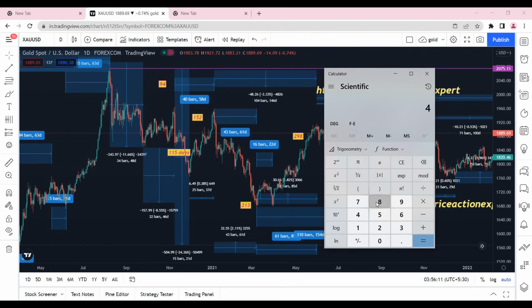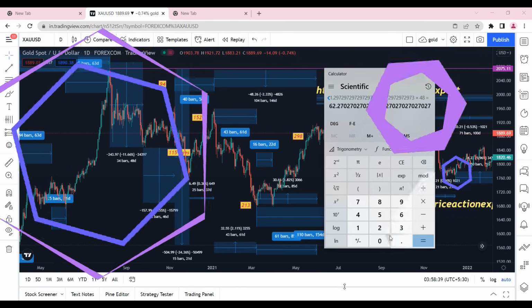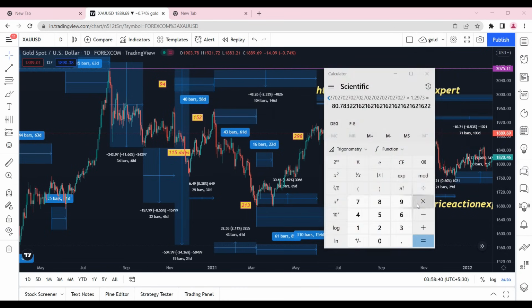48 divided by 37 is equal to 1.297. Into 48, that is equal to 62.27 days. So now again I'm going to multiply that by 1.2973. 104, 105 days approximately.